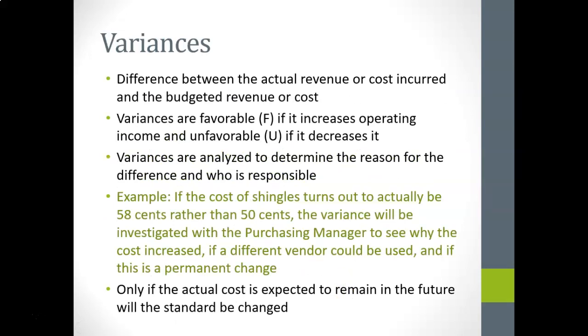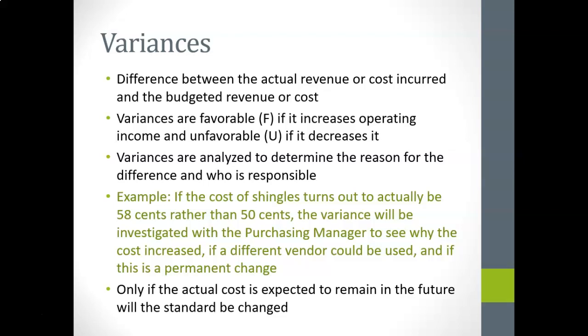Variances are the differences between the actual revenue or cost that we paid or received and the budgeted revenue or cost that we have on the budget, on that flexible budget. Okay, the variances are favorable if it increases operating income. So if I have less of a cost actually than what I thought I would have, that means my operating income is going to be increased. It's going to be more because my expenses are less. And so that variance would be considered favorable.